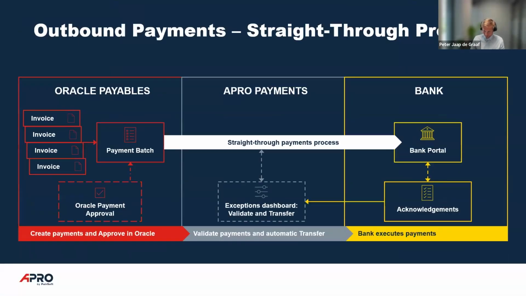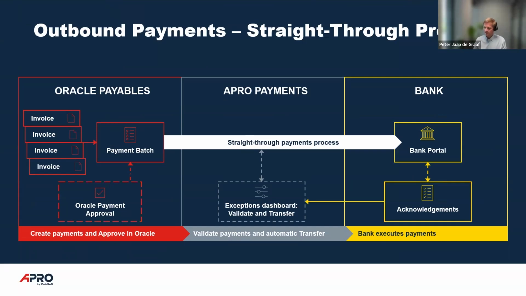So how does it look? You pick up the invoices, you create a payment batch. You could have the Oracle payment approval, but if you use APRO banking, then the approvals can also be done within APRO itself. Then it goes straight into APRO, and from APRO, it goes straight through to your bank. It depends a bit on whether you need to do approvals, which I will do in my demonstration.